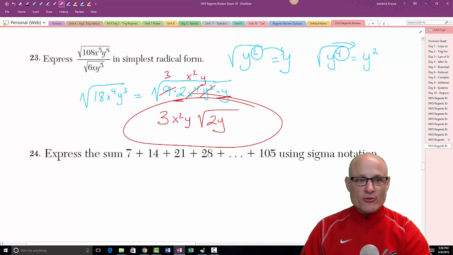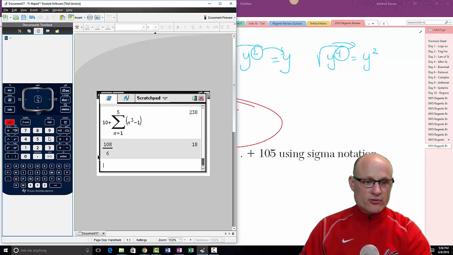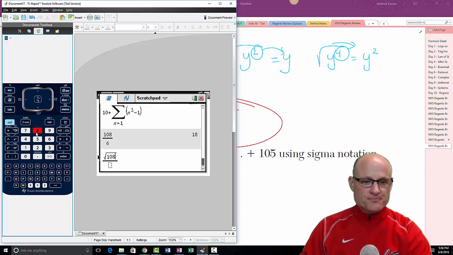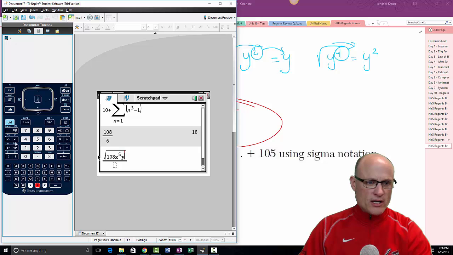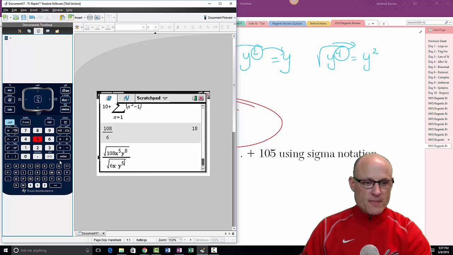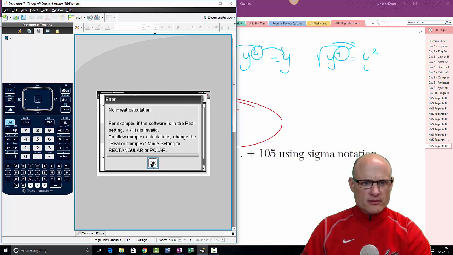Now, again, I'm not going to go through this. Actually, I can. It takes me 2 seconds. Control division, probably a minute. The square root of 108 x to the 5, y to the 8, all over the square root of 6xy to the 5th. 6x times, this calculator makes you, if you put an x and a y next to each other, it thinks that's a variable. Xy to the 5th. Enter. Oh, crap.